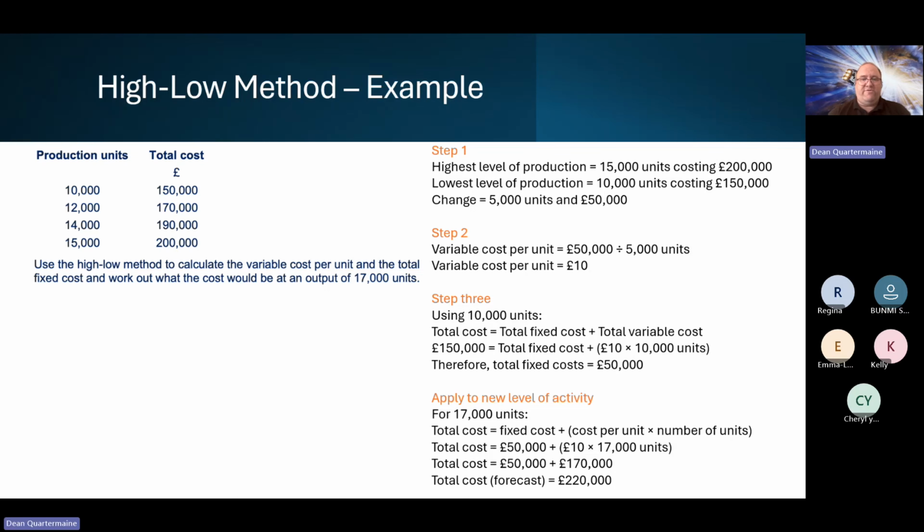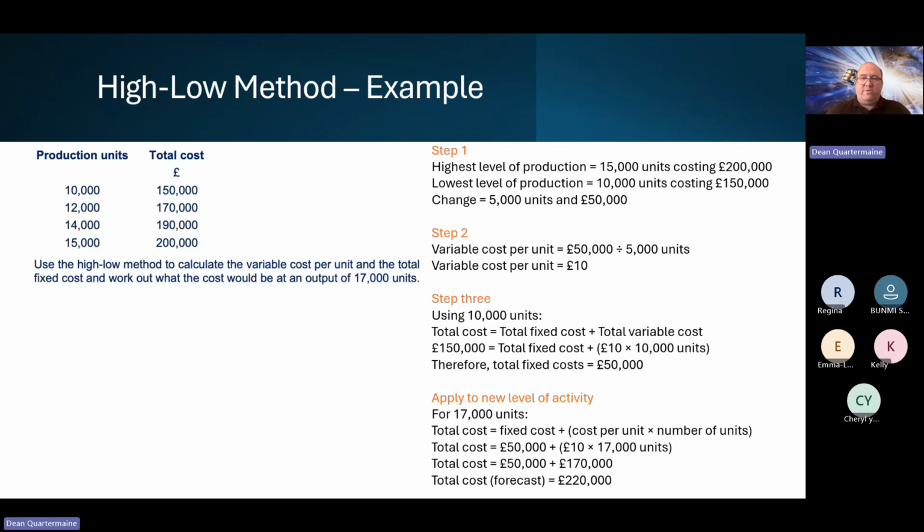We've got 15,000 units costing £200,000, and 10,000 units costing £150,000. So we can see we've got a change of 5,000 units and an additional £50,000 worth of expenditure. 50,000 divided by 5,000 units gives a variable cost per unit of £10.